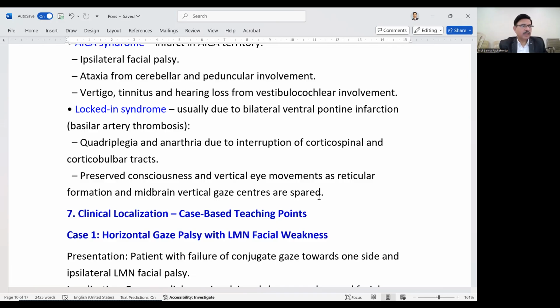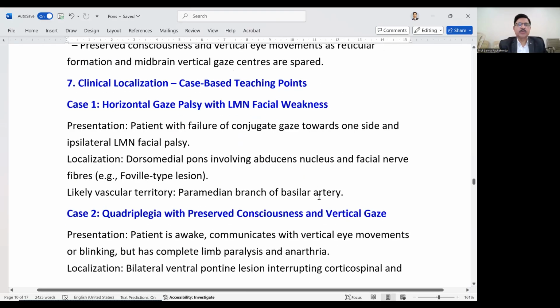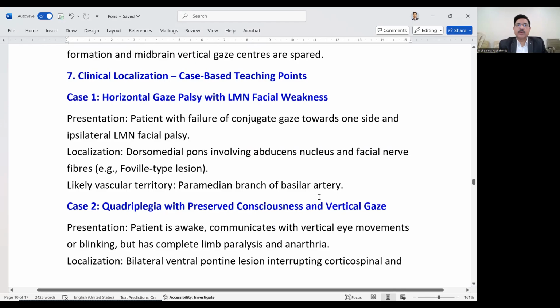Okay? Then, case-based approach, localization. Case 1: horizontal gaze palsy with lower motor neuron facial weakness. Tell me where it is. Conjugate gaze is affected, with ipsilateral facial palsy. It is Foville's syndrome. Dorsomedial pons involves the abducens nucleus and facial nerve; the likely vascular territory is the paramedian branch of the basilar artery.